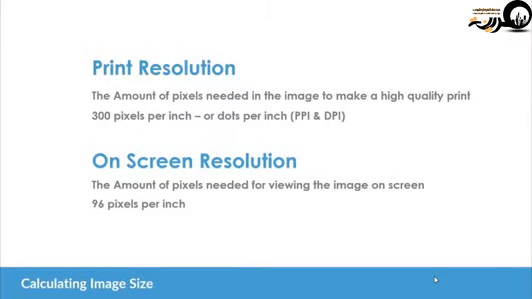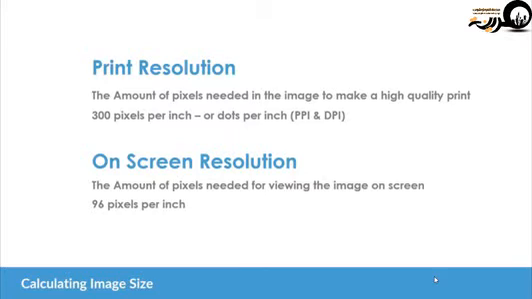So with printing resolution, the amount of pixels needed in the image to make a high quality print is generally about 300 pixels per inch, or dots per inch. Now, don't worry, I'll explain all of this in just a moment. But if you've ever seen the term DPI, that refers to resolution. And 300 pixels per inch is your dots per inch as well. PPI and DPI are the same thing.